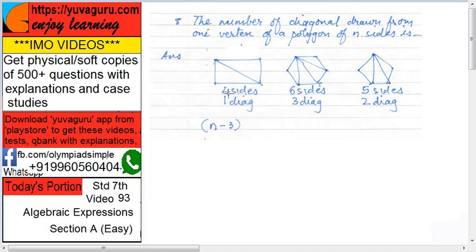Four sides, one diagonal. Here, pentagon. Five sides, one diagonal from here, one diagonal from here. You can't have these sides as diagonals. Okay, so five sides, two diagonals.